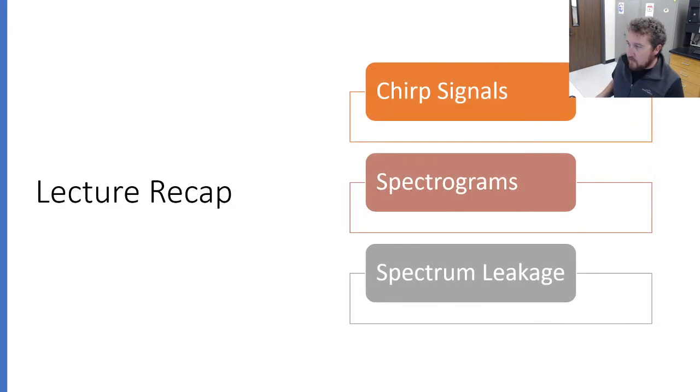But just to recap, we talked about chirp signals, we talked about spectrograms, and we talked about spectral leakage. Your exercises are to create an exponential chirp function and plot the spectrogram of a Morse code signal that I've given to you on Blackboard. Any questions about these exercises or anything that we've talked about today?